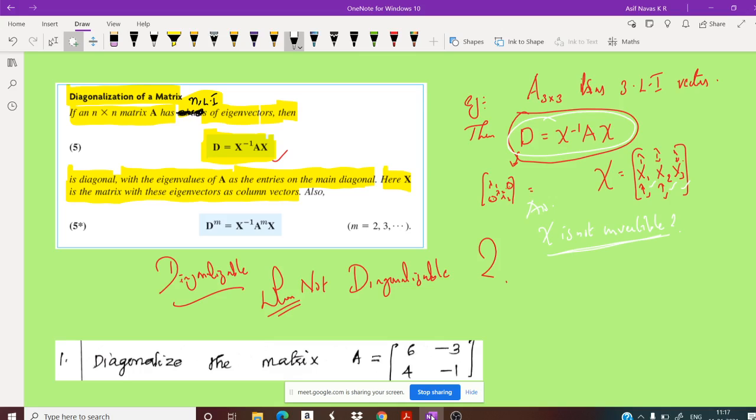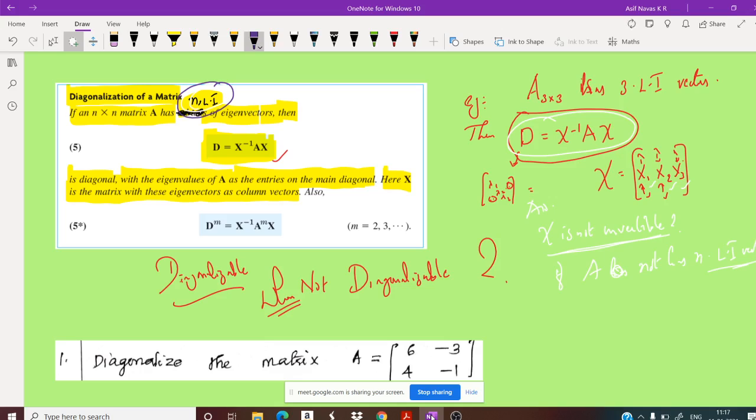That means if A does not have n linearly independent eigenvectors, then A is not diagonalizable.